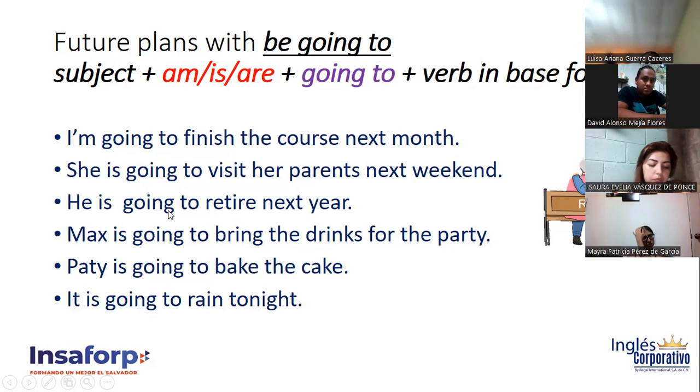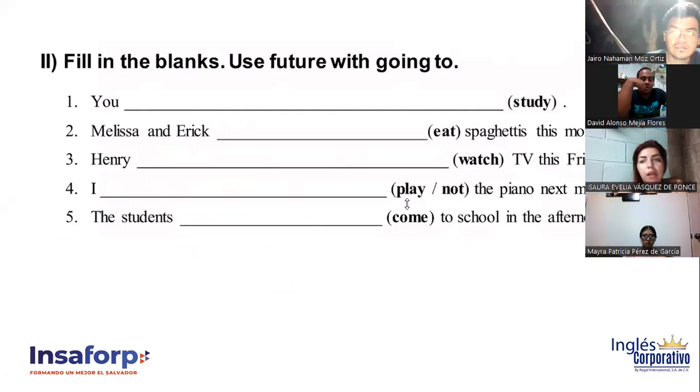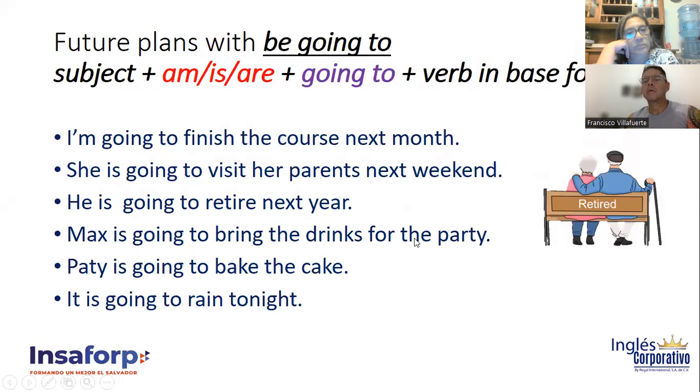Okay, this is also for the future. But it's for future plans. That is the difference with will. When you use going to, you are sure that this is going to happen. You are making plans so that this happens, okay? It's a plan. That is the difference with will. Now let's practice. Yes, because when you make plans, actually the plans are in the short term, right? But if you're making plans in 1 year or 2 years, but it's a plan, you can also use be going to.